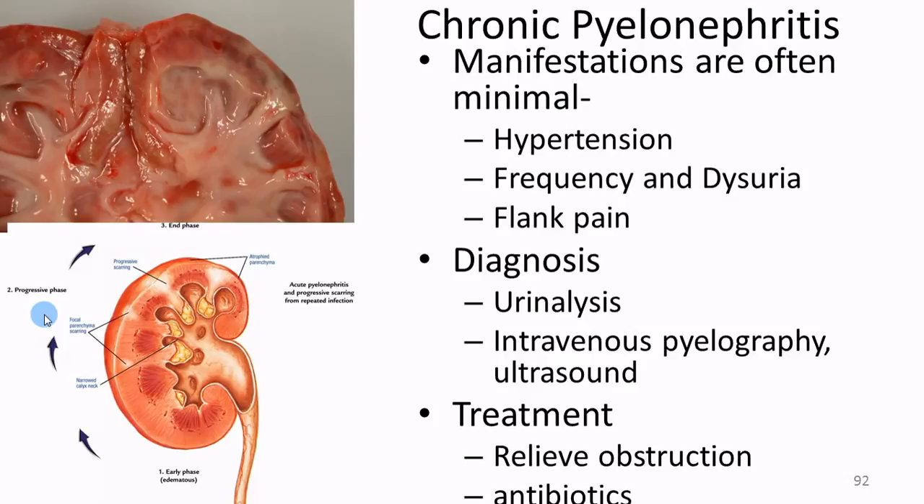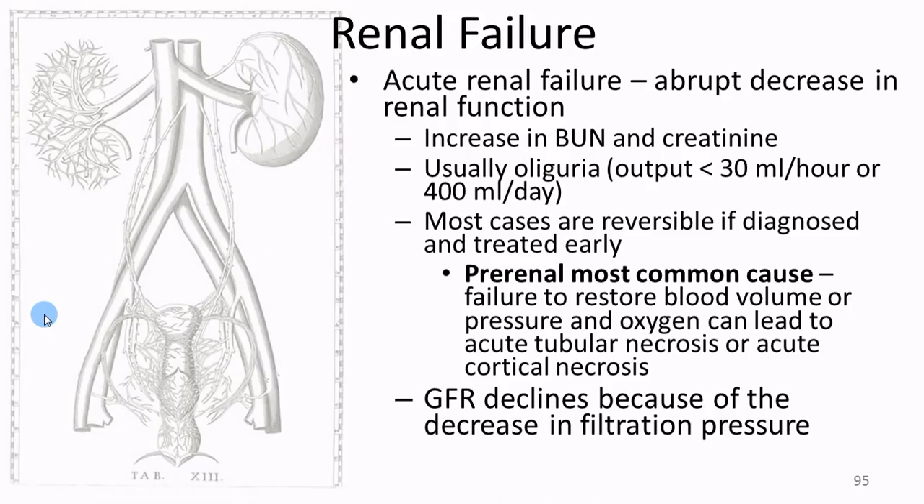And then diagnosis, urinalysis, I kind of mentioned this on the last slides. Right. And then renal failure. So acute renal failure is when the kidney starts shutting down. The way they test for that is, of course, BUN, blood urea nitrogen. And then creatinine. So those are kind of the signs.